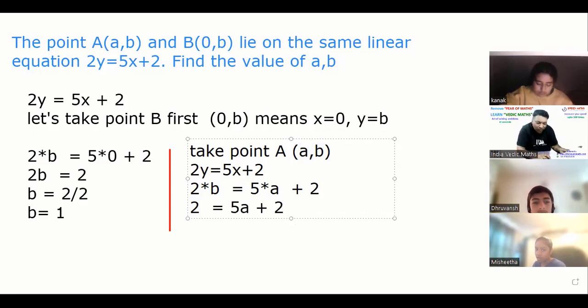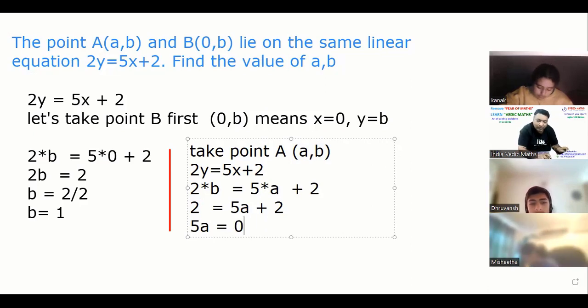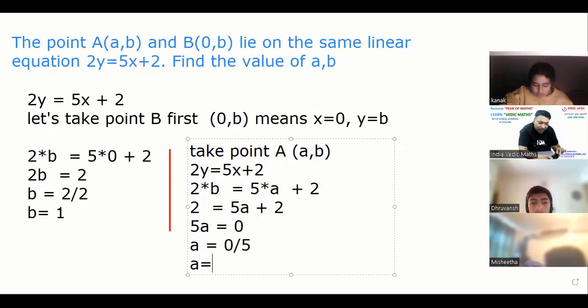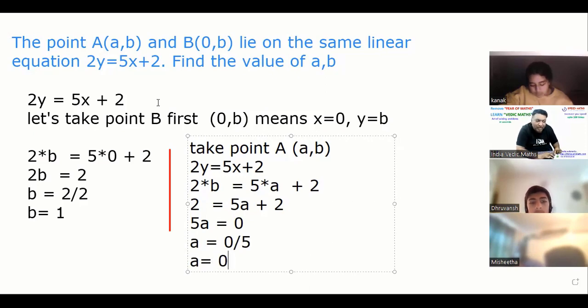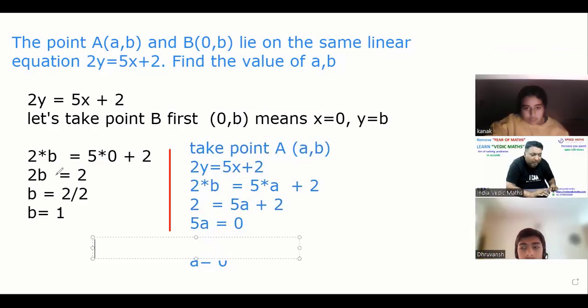How will you solve now? So you shift 2 to the other side. Agree? So how will it become? A is equal to 0 over 5. What is a? 0. Got it? So finally you will say, sir, my answer is, see, these are easy numbers, right? Last time we did difficult numbers, this time easy numbers. You will say, sir, my final answer is A equal to 0, B equal to 1.